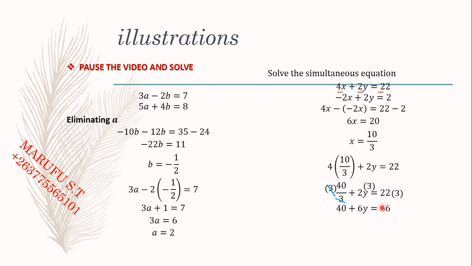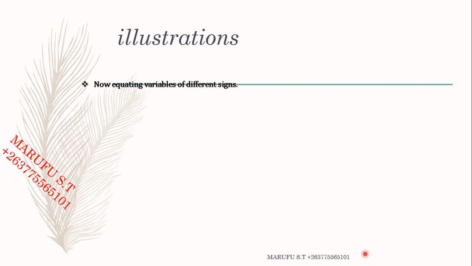40 plus 6y is equal to 66. This is what you also get. 6y is equal to 26, and y is equal to 13 over 3. Right? Right. We may proceed.